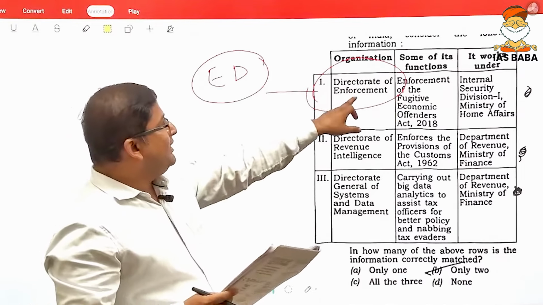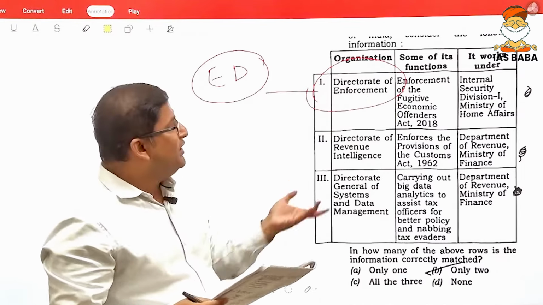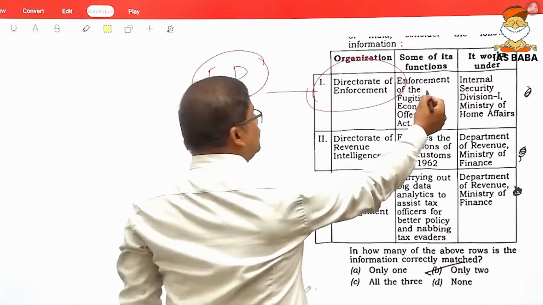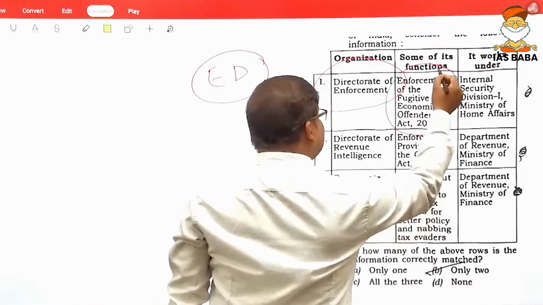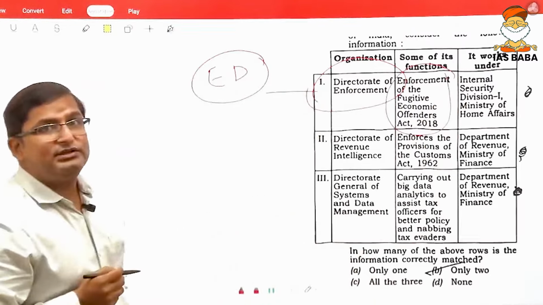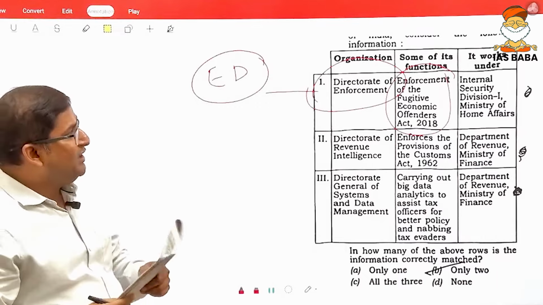So Directorate of Enforcement, Enforcement Directorate. This is true. It enforces the Fugitive Economic Offenders Act 2018. But the ministry is different.